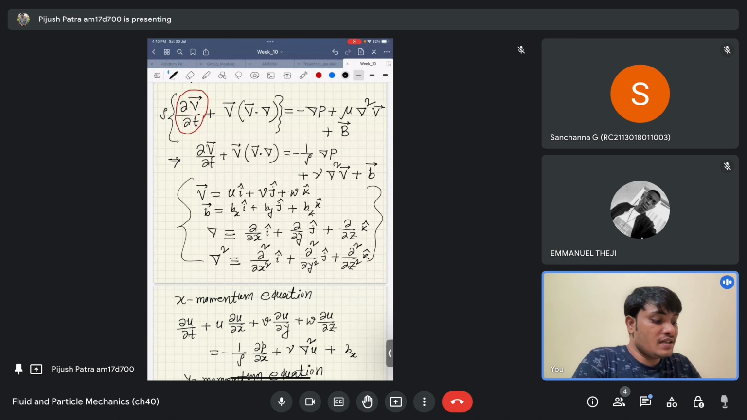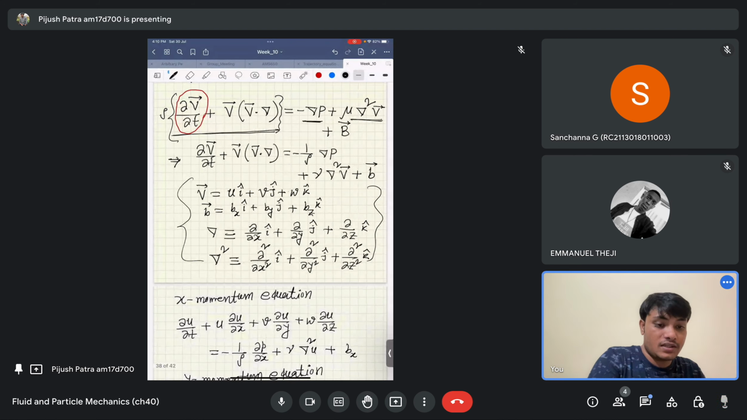In the right hand side, this ∂p term is the pressure gradient term. This is the diffusion term, the viscous stress and all these things are involved here, and this is the external body force term.